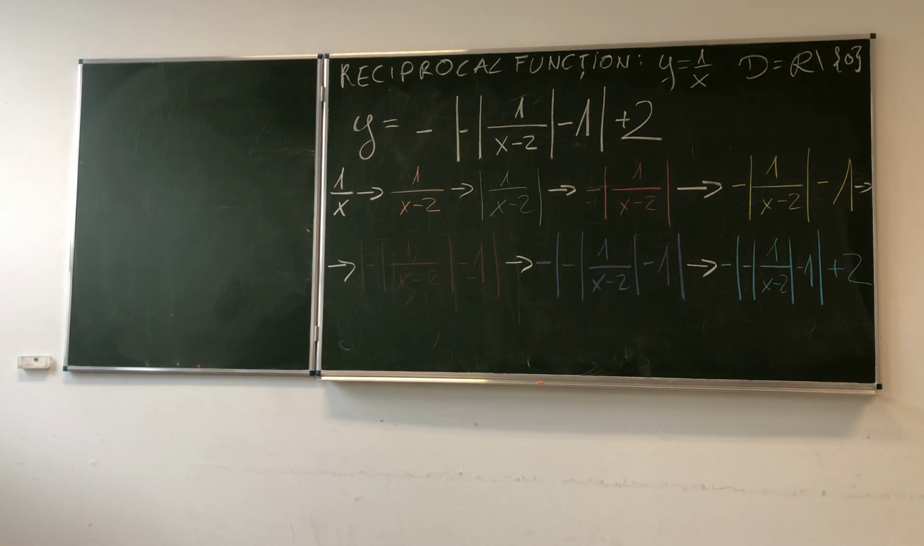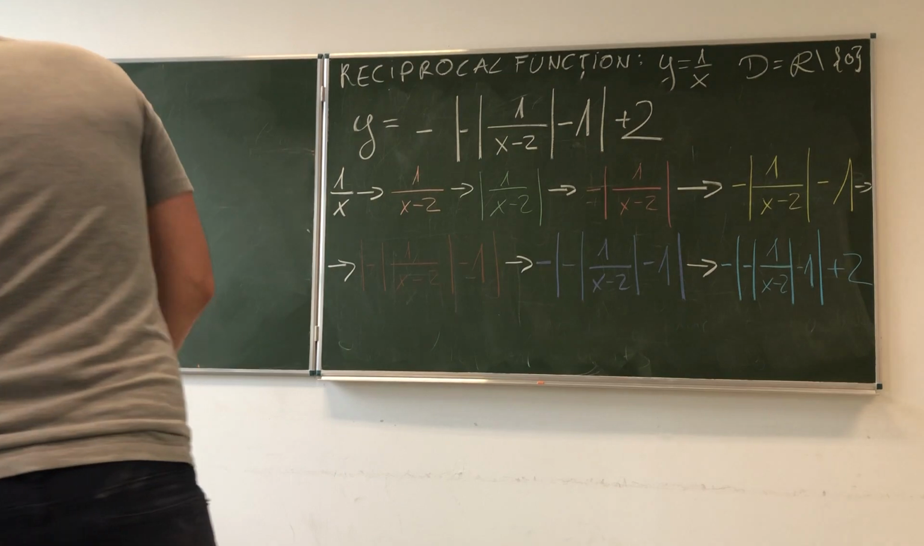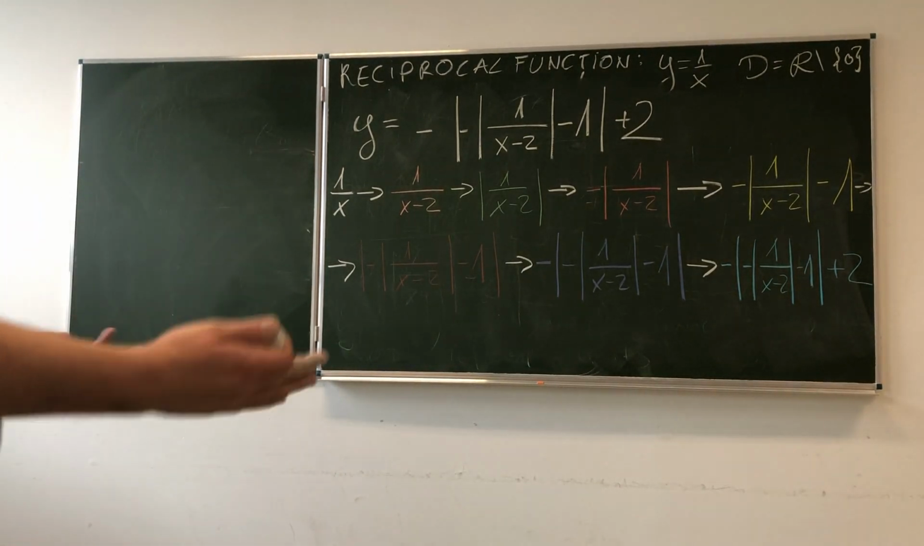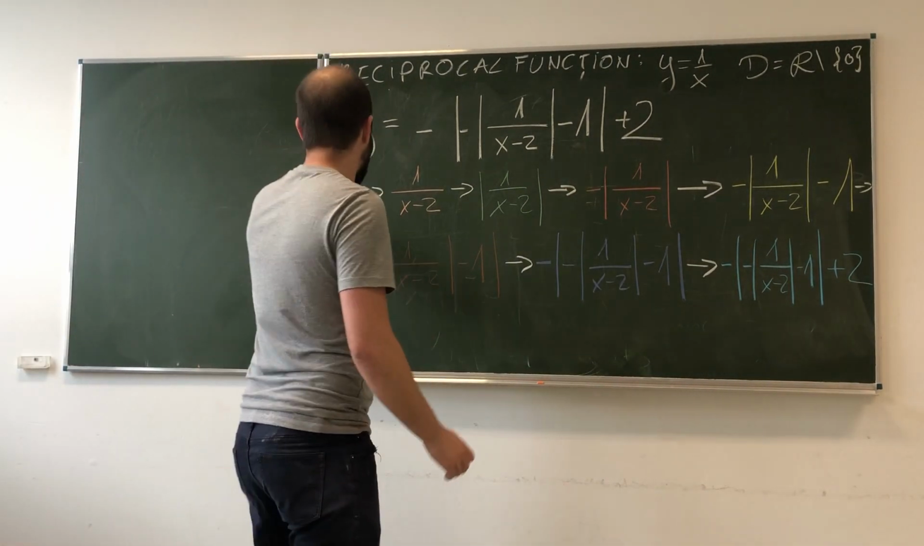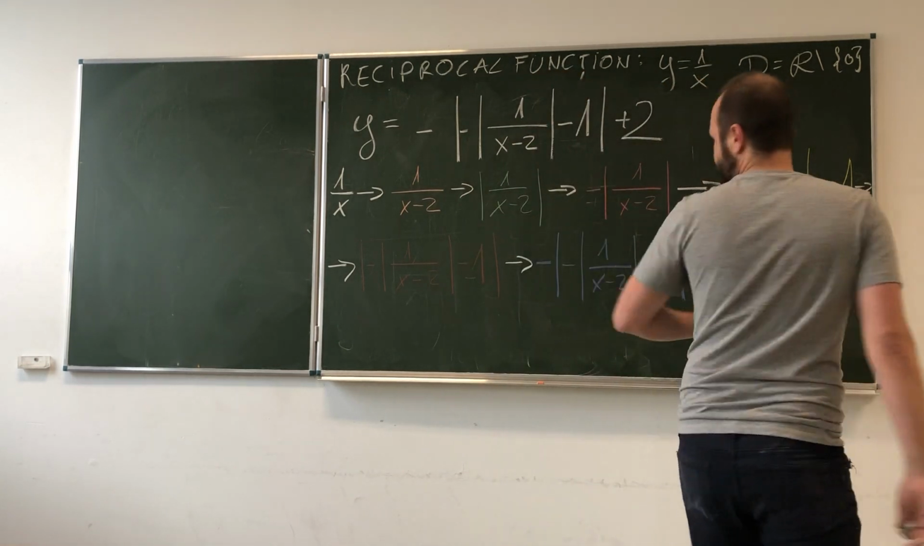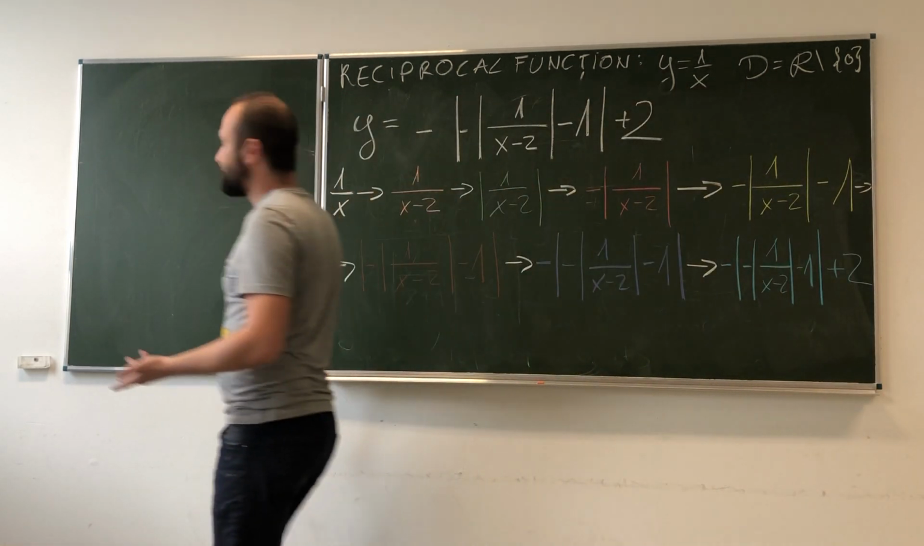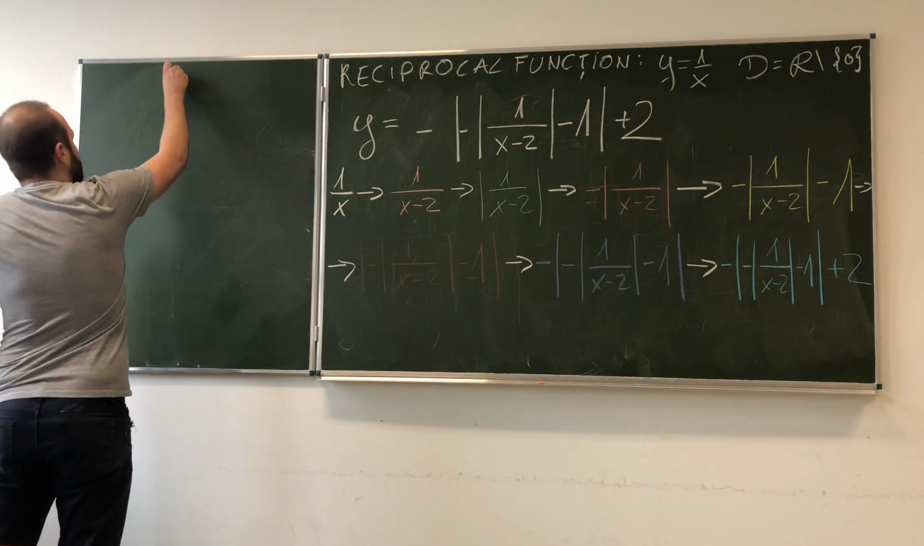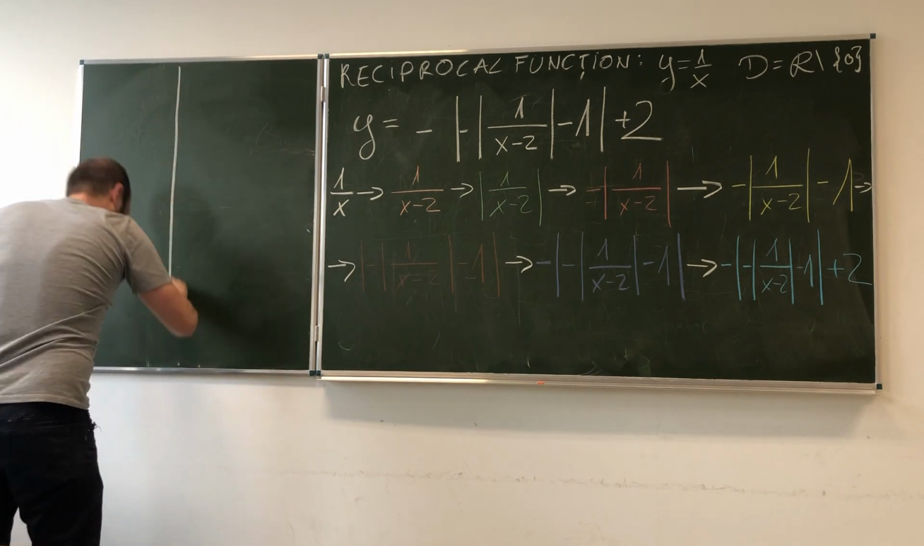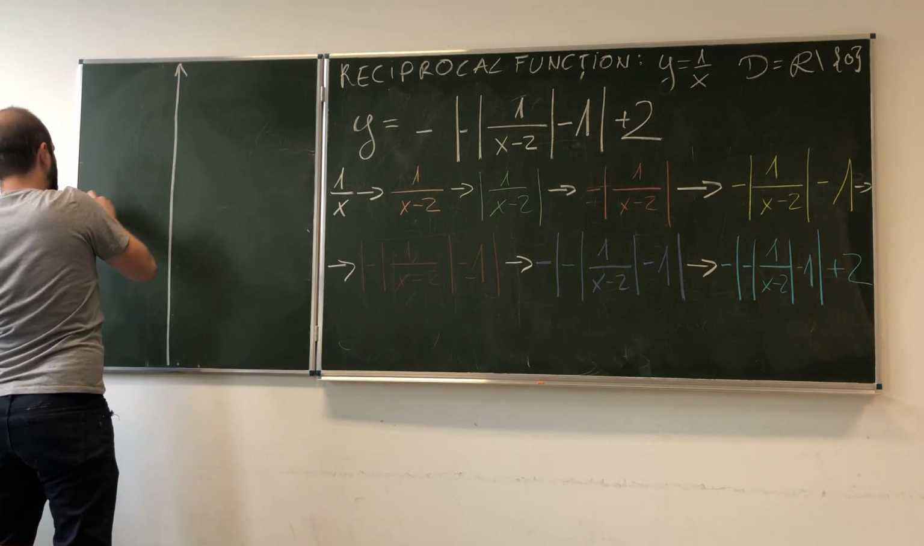So look, this function is definitely somewhat complicated. We've got 1, 2, 3, 4, 5, 6, 7, 8 steps. But still, in each step, we'll have to just use one simple transformation. Okay, so let me start by drawing the coordinate space and 1 over x.